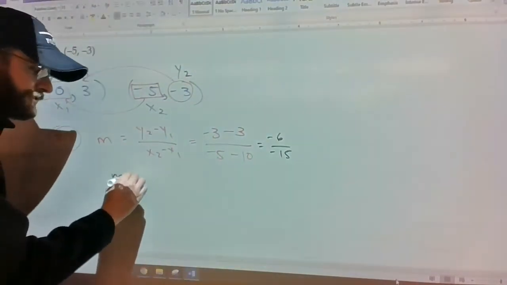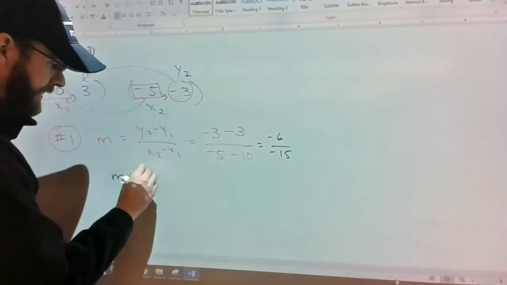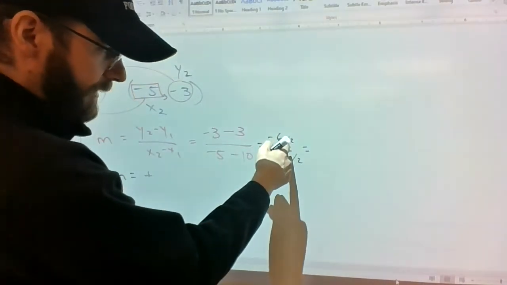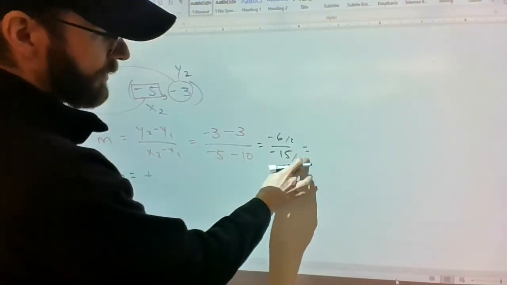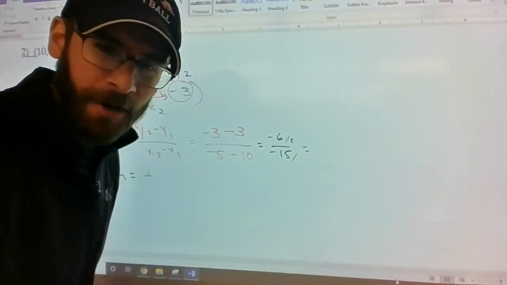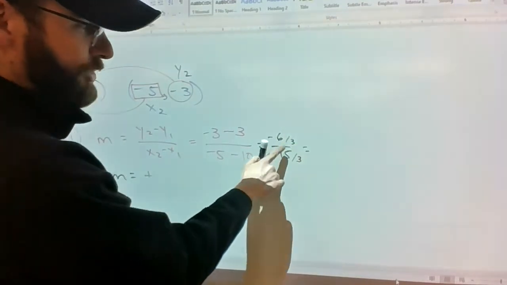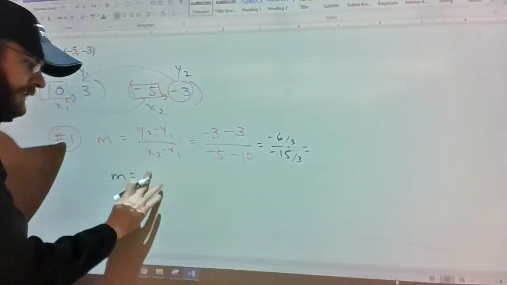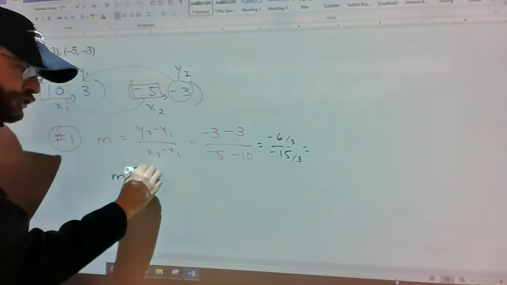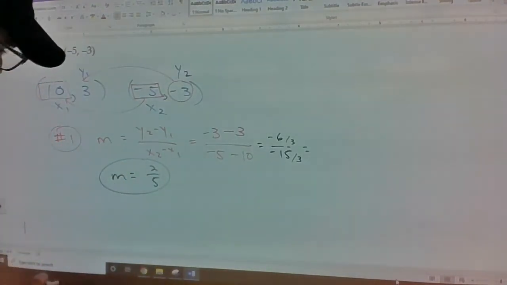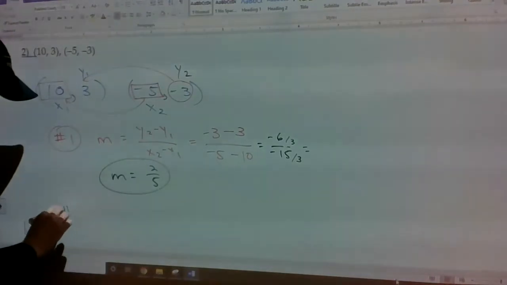So m comes out to be a positive, and you can divide the top and bottom by 2. 3 over, oh no, sorry. You can't divide the top and bottom by 2. You can divide it by 3. 2 over 5. So m is equal to positive 2/5. Step 1 is done. Step 2.